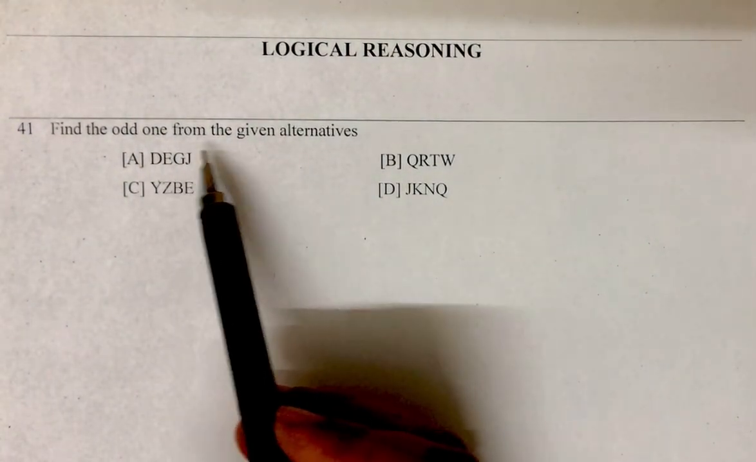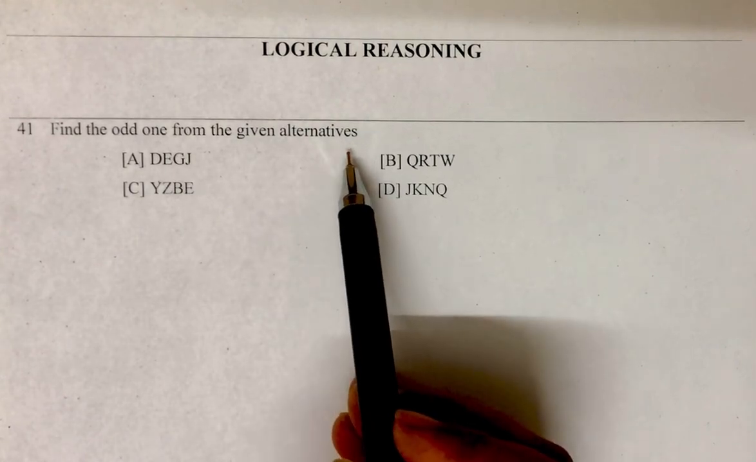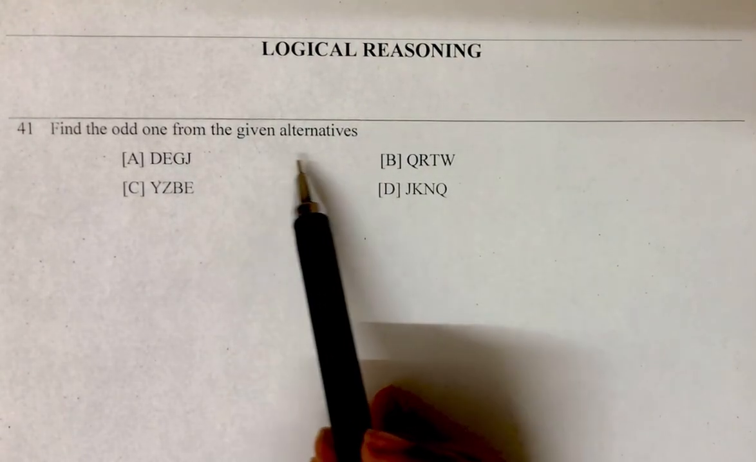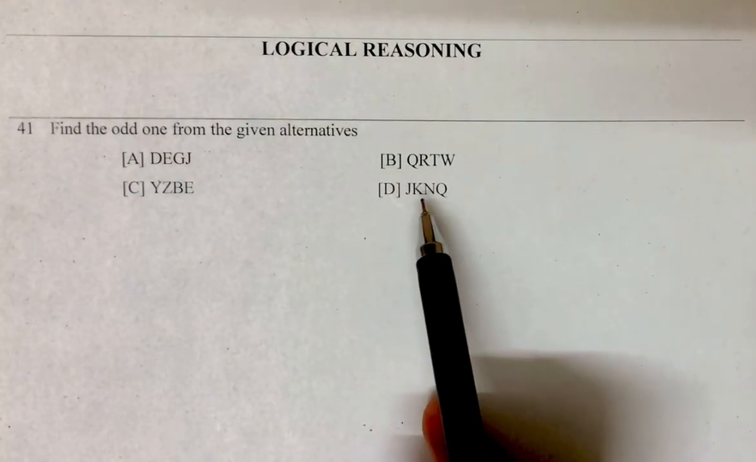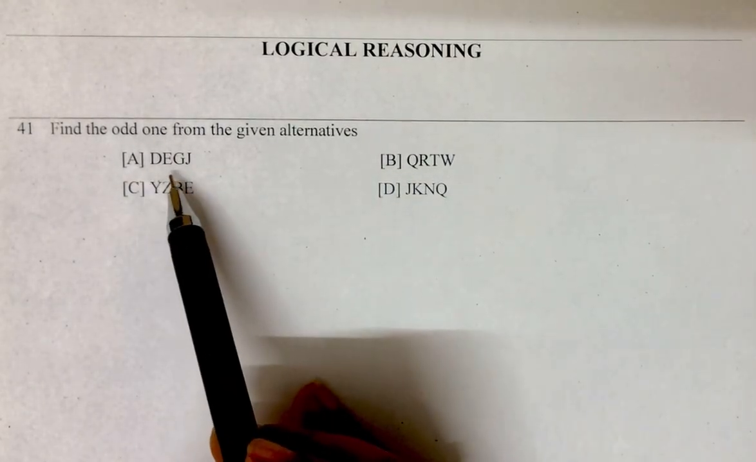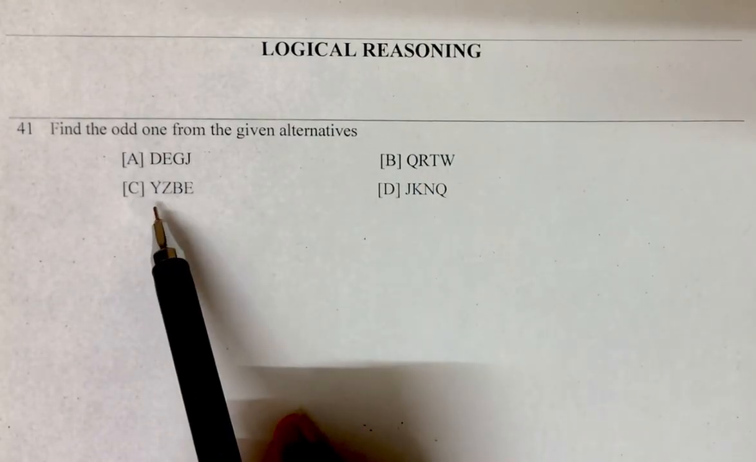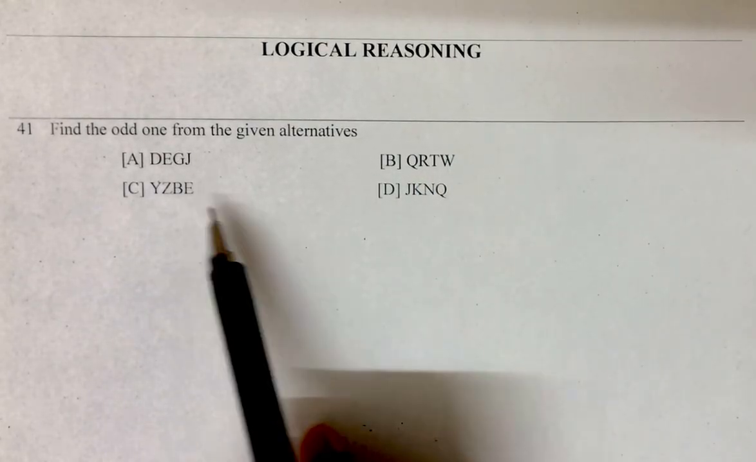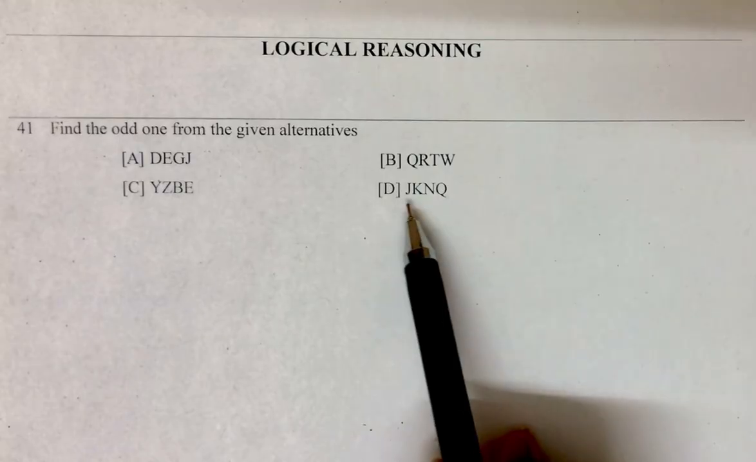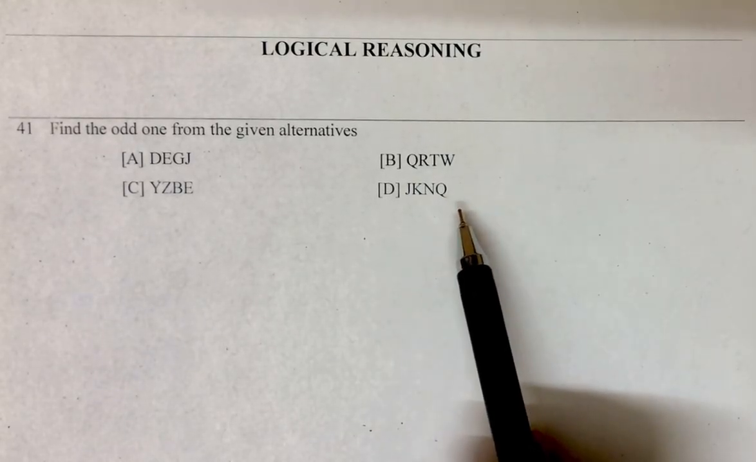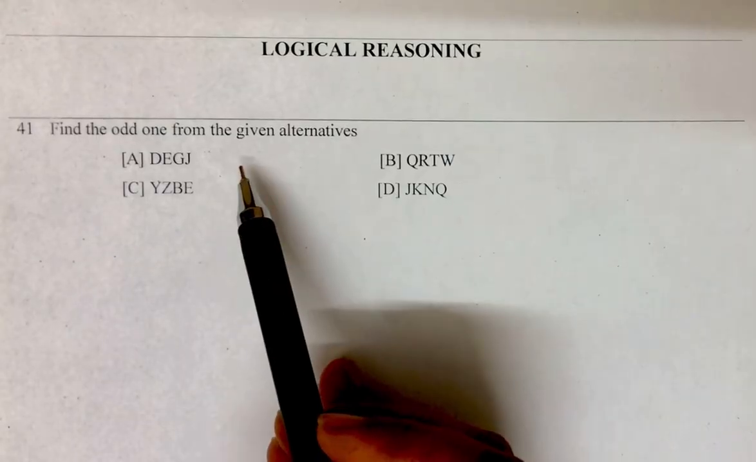Find the odd one from the given alternatives. Now we are given 4 options and we have to find the odd one from these 4. First is D, E, G, J. Second, Q, R, T, W. Third, Y, Z, B, E. And fourth option is J, K, N, Q. Now we will see the pattern.